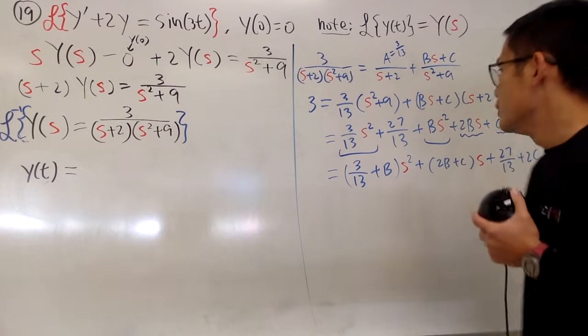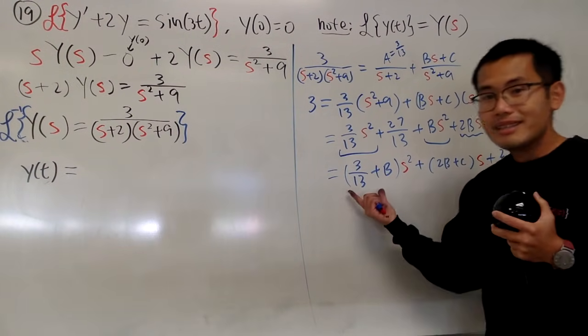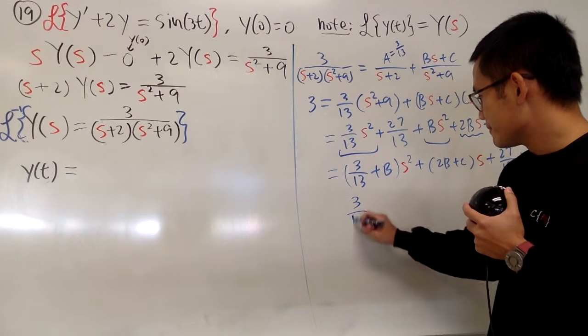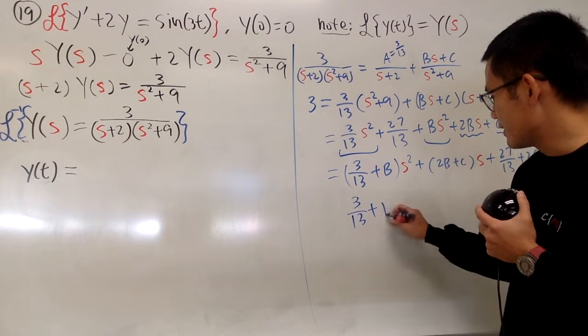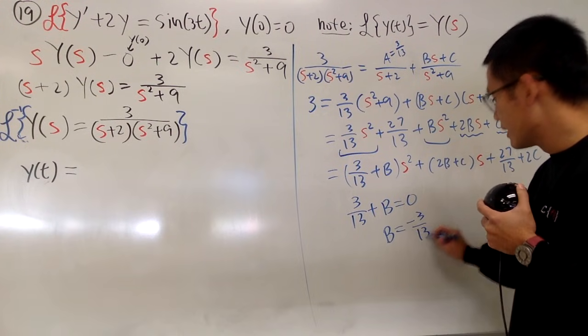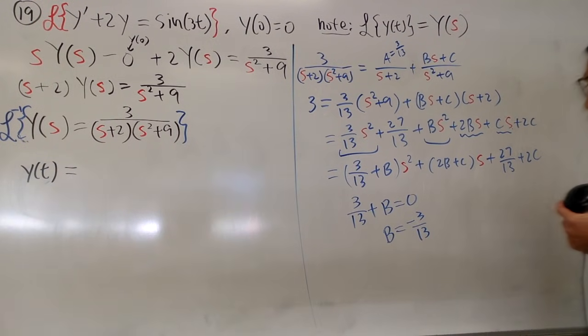Which one is the easiest to do? Well, pretty easy, both. This right here has to be what? 0, because we do not have the s squared term on the left-hand side. So that means b is equal to negative 3/13. Good. And then, in that case, what's c though?